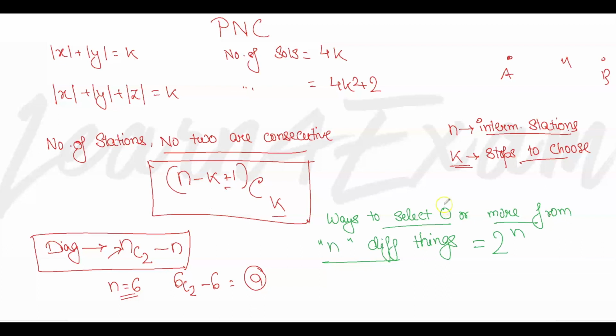When I turn this question around and say select at least one, then from 2 to the power n I need to subtract one case, and that one case is nothing but when I'm selecting no fruit at all, that is selecting 0 fruits. That can be done in only one way. So for selecting at least one, the formula would be 2 to the power n minus 1. Let me write here: select at least one, and for any number of selections the formula remains 2 to the power n.